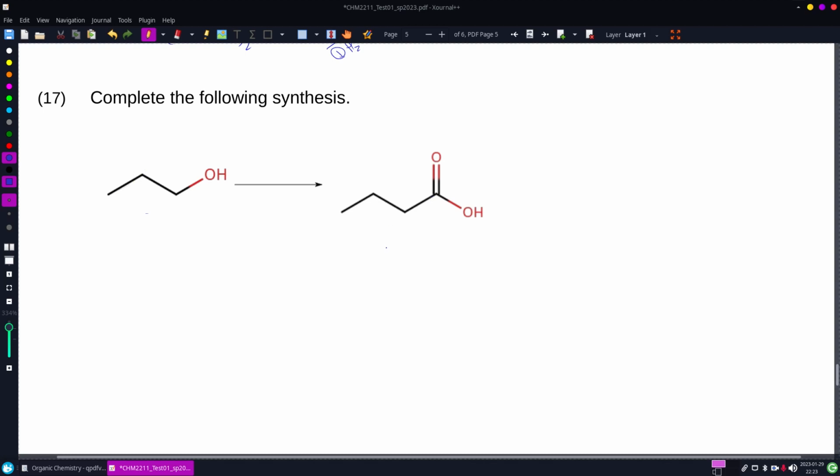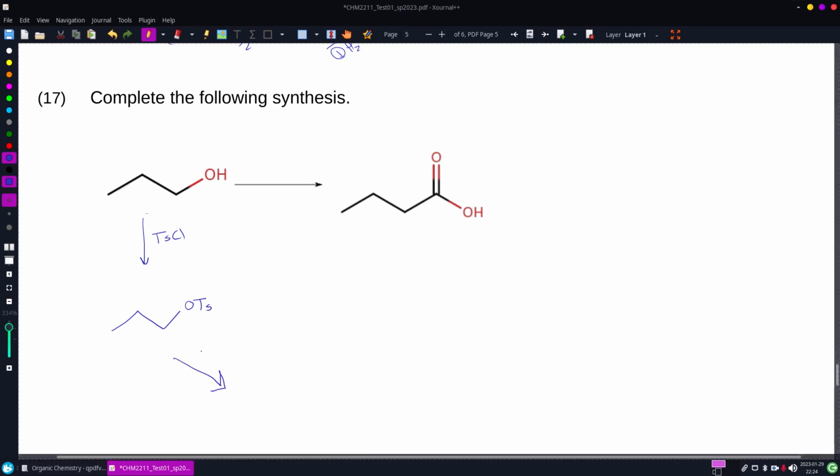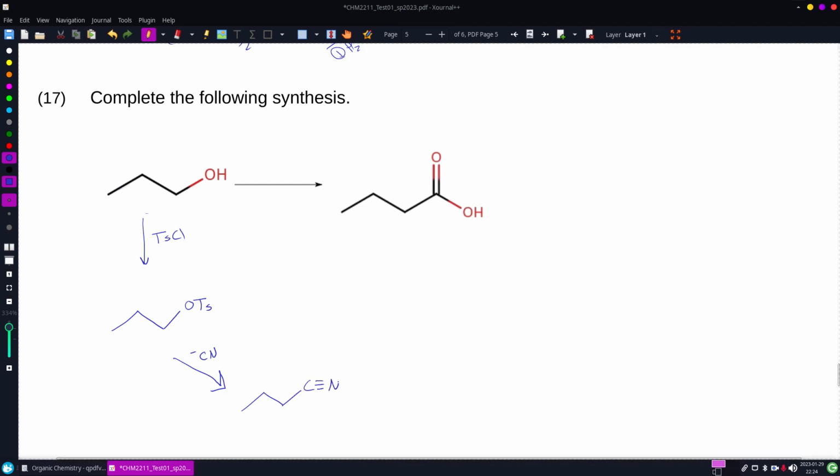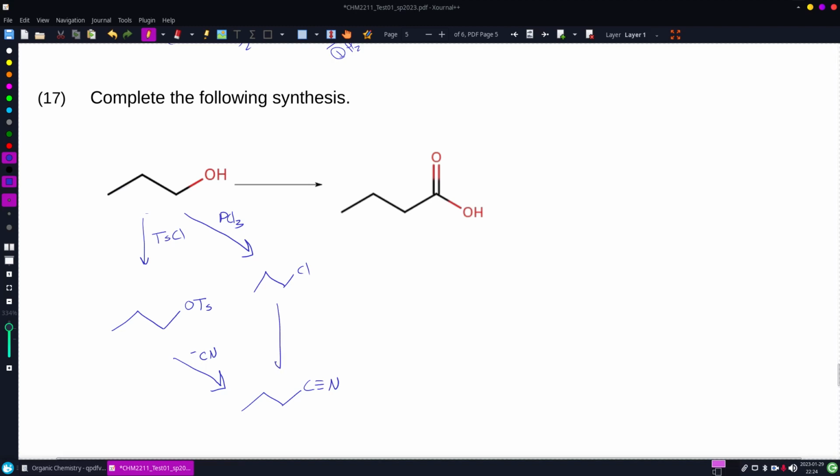Adding a single carbon is typically done with a nitrile. Now, theoretically, this being a nucleophile, I could replace the OH with a CN by itself. But that's not going to happen too easily. So I have a couple of options. We could use tosyl chloride to turn this into a good leaving group, and then react it with cyanide to replace that. Or, similar to that previous problem, use some PCl3 along with some pyridine to make an alkyl halide, and then react that alkyl halide with the cyanide.